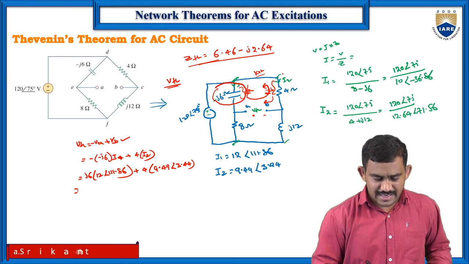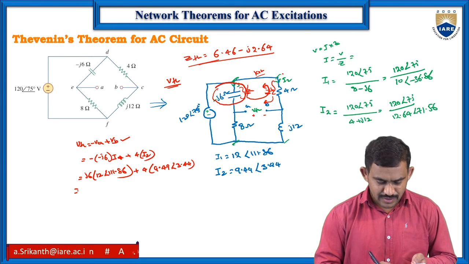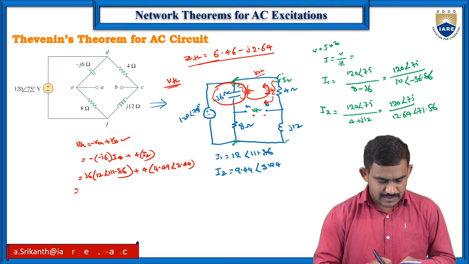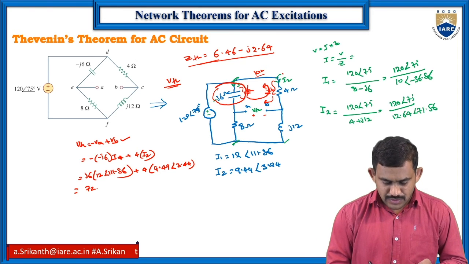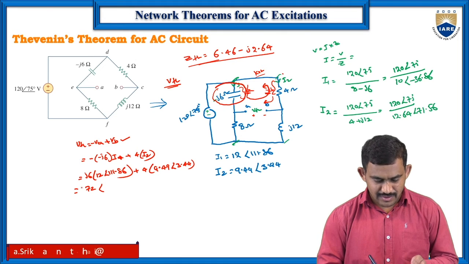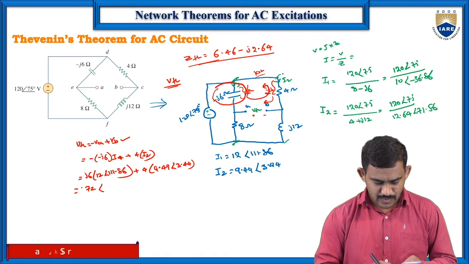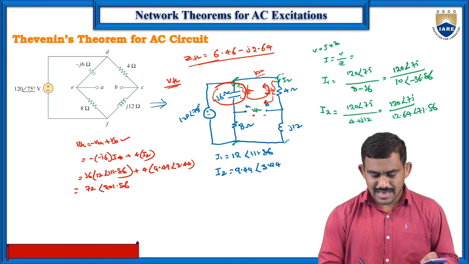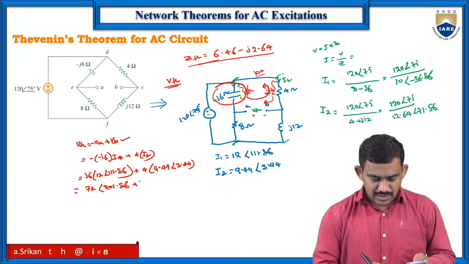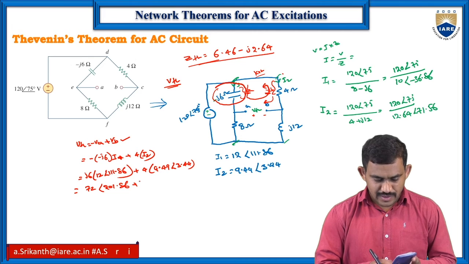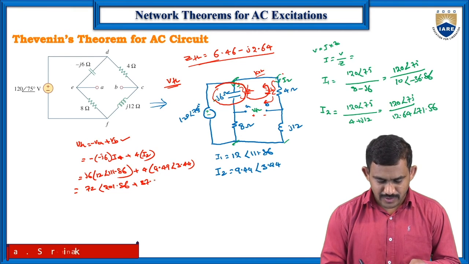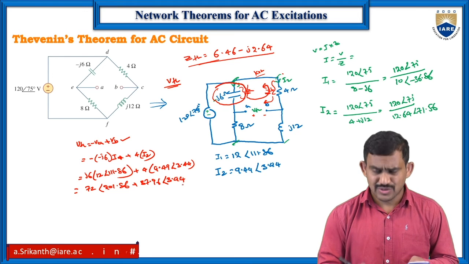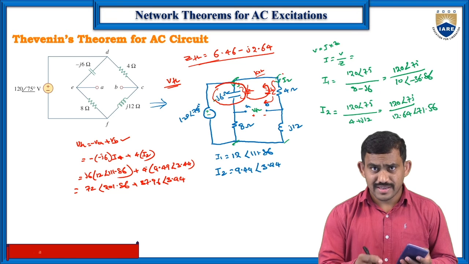Just convert into polar form and rectangular form and find out the value. So here 6 into 12 is 72 angle with, J means 90, so 111.86 plus 90, we have 201.86. And coming to the VB side, 4 into 9.49 is 37.96 angle with 3.44, so the angle is the same. Here 4 has angle 0, as a real value.